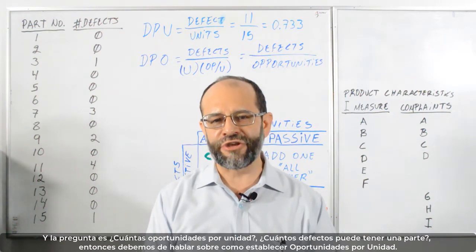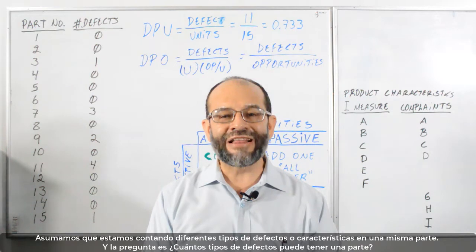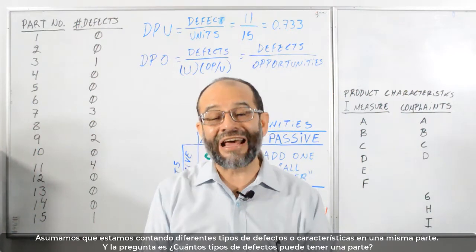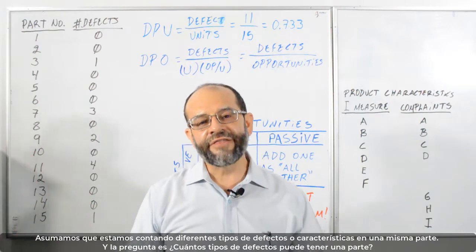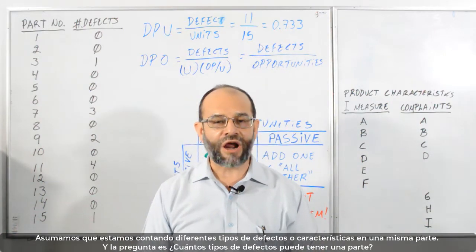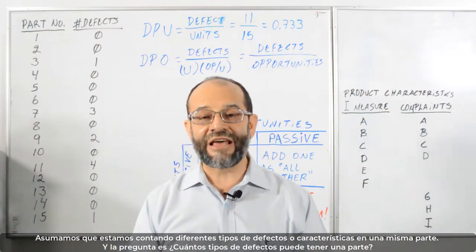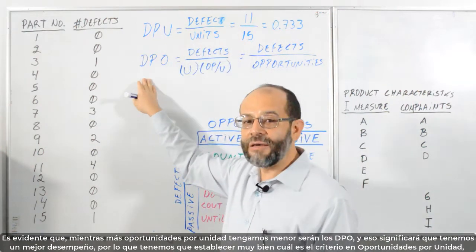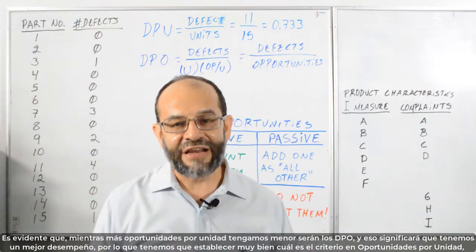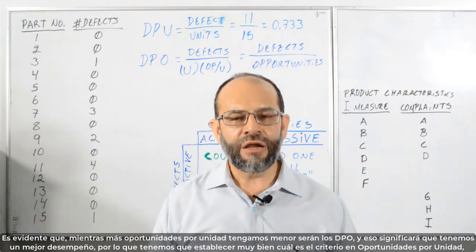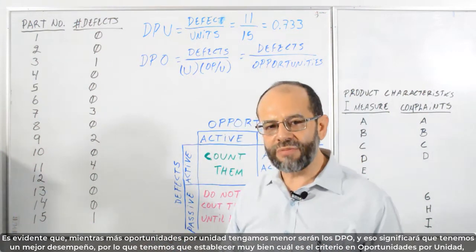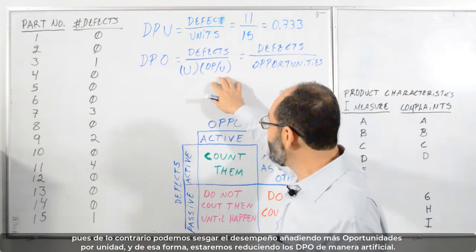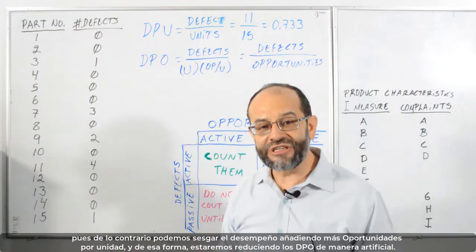How do we establish opportunities per unit? Here I am assuming that we are counting different types of characteristics or different types of defects that we can measure in one part. And the question is, how many different types of defects can one part have? Of course, the more opportunities per unit we have, the smaller the DPO will be, and that would mean that we have a better performance. So we have to establish very well the criteria for opportunities per unit, because otherwise we can skew the performance just by adding more opportunities per unit, and in that way we would be reducing the DPO.